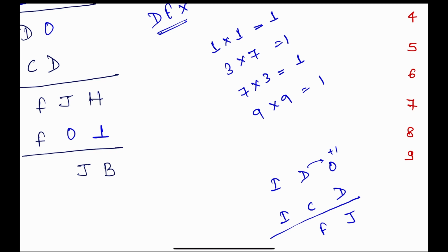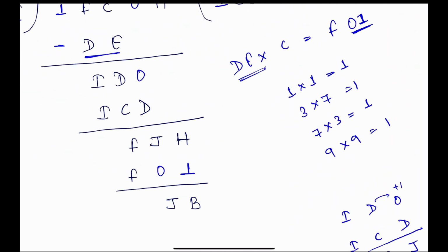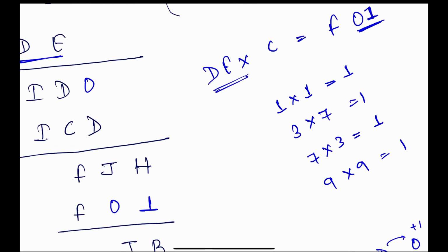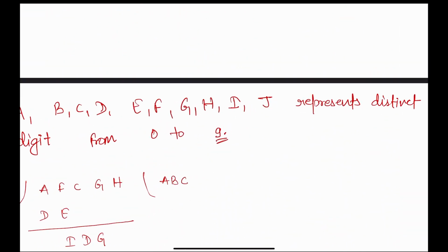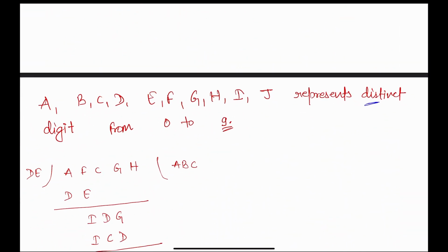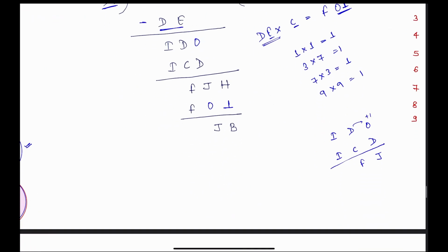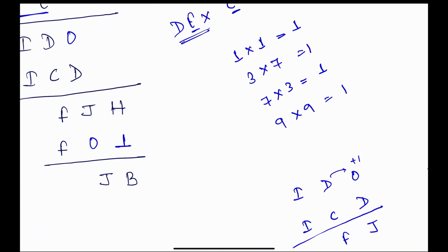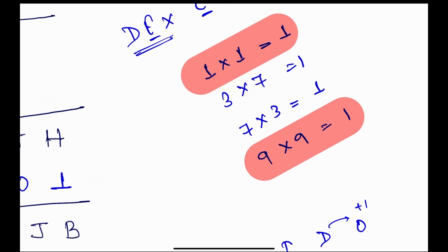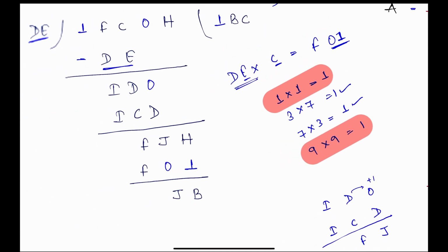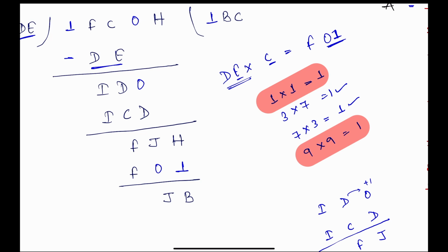Other than these 4 values I won't get 1. But I can say that it's clearly evident from the question that here we are multiplying C with E. And in the above question it is written that these are distinct. So if this is distinct, I can easily remove the possibility of 9 into 9. This is not possible and this is not possible. So only 2 possibilities are there, that is either 3 into 7 or 7 into 3. Okay, this is for C and E.